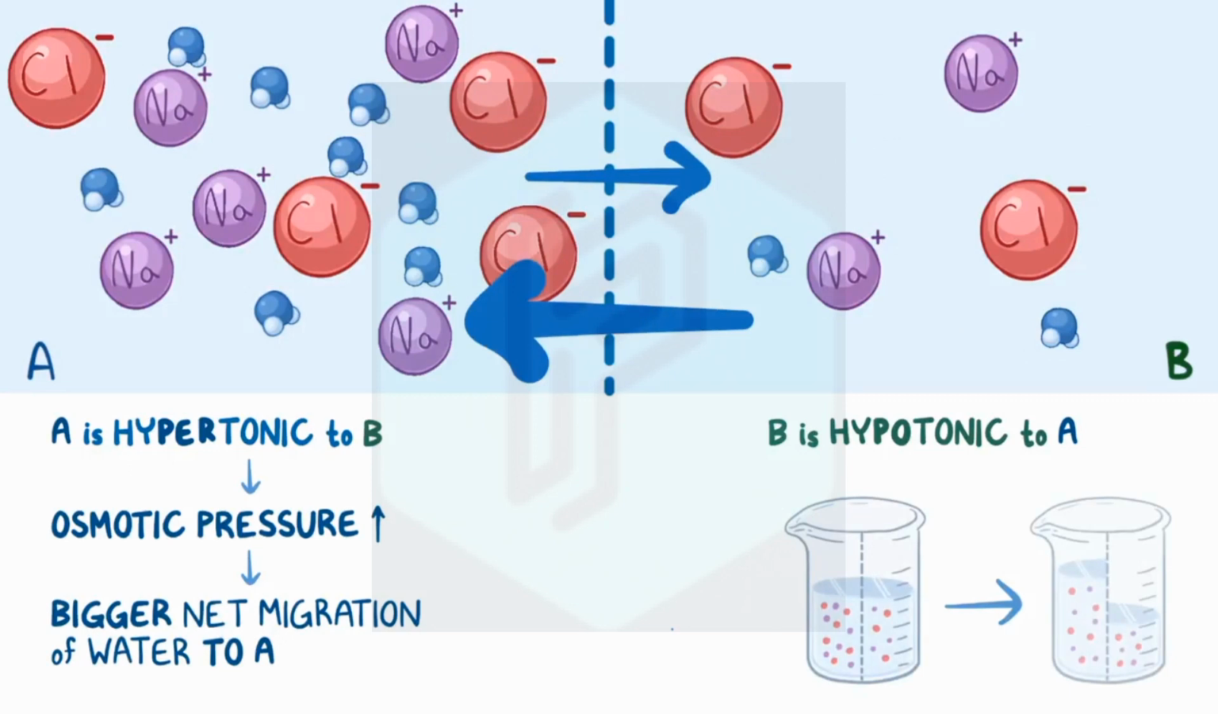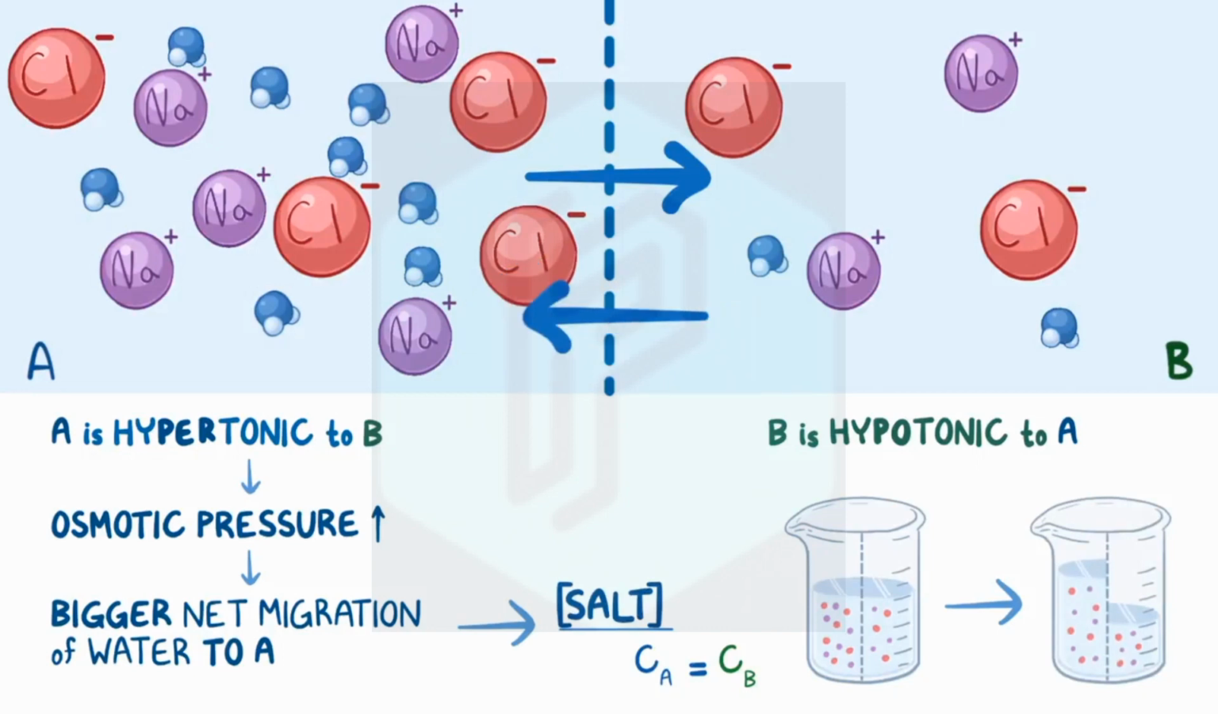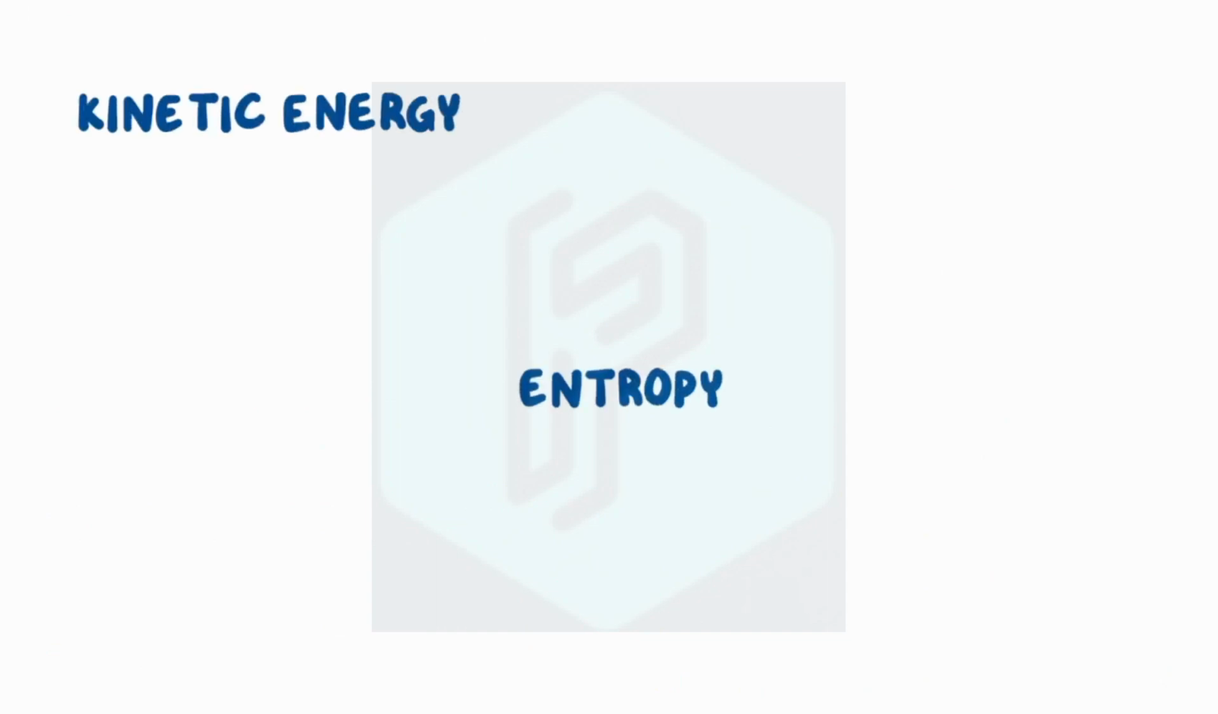Once there's enough water that the concentration of salt on the two sides is equal once more, then the net movement of water across the membrane goes back to being zero, and the two sides are isotonic to one another again. So far, so good. But now there's the bigger question. Why do water molecules end up staying more on side A? The answer to this has to do with kinetic energy and entropy.